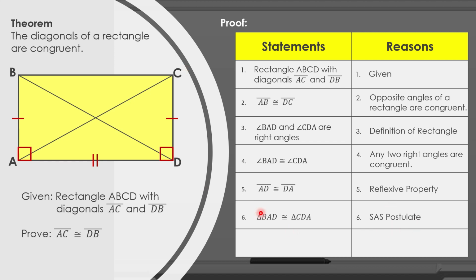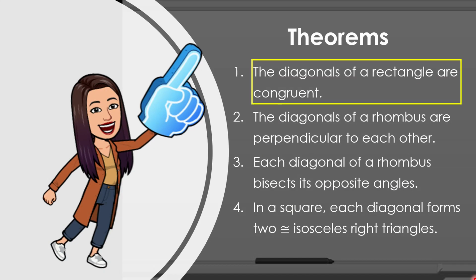And since we know that triangle BAD is congruent to triangle CDA, then we can say that diagonal AC is congruent to diagonal BD for the reason of CPCTC, or corresponding parts of congruent triangles are congruent. So therefore, the theorem that the diagonals of a rectangle are congruent is true. Now we are done with our first theorem.